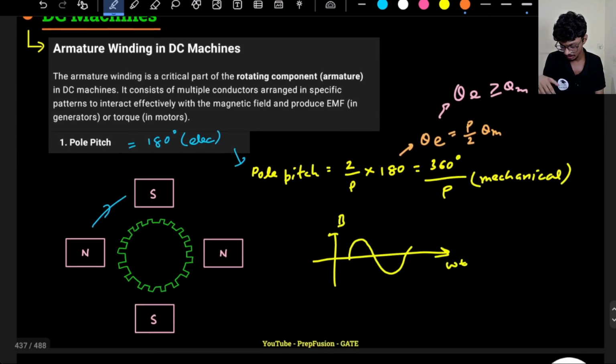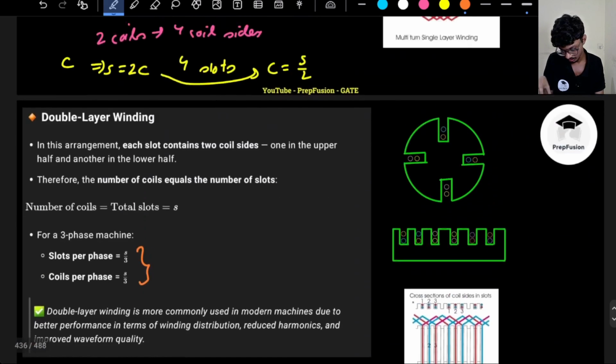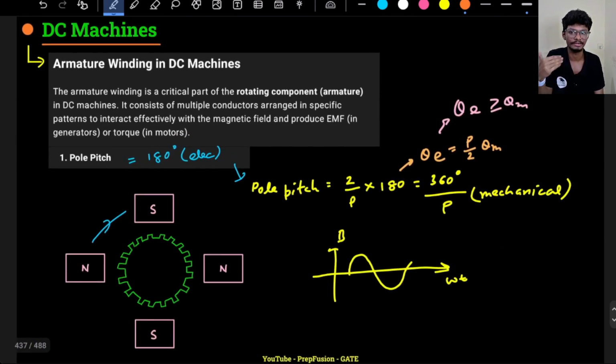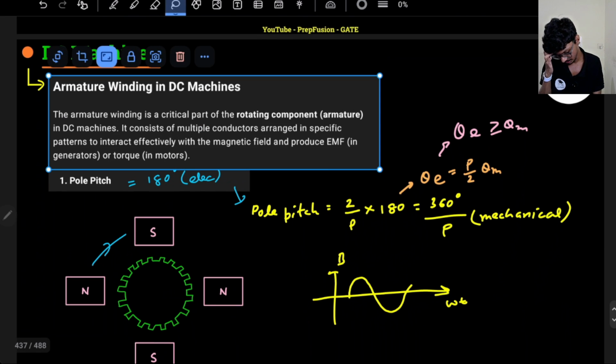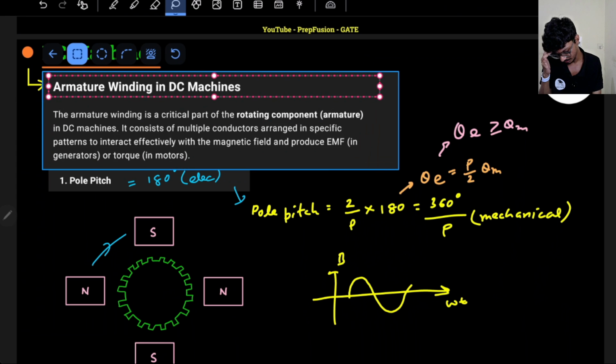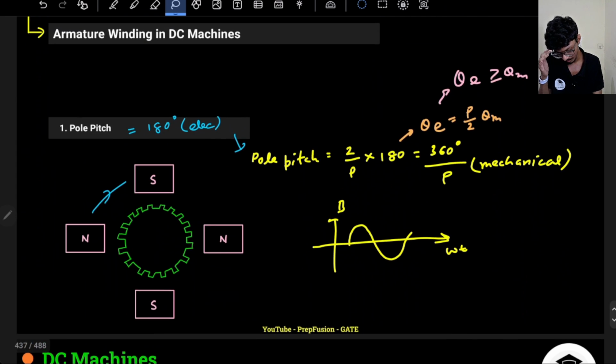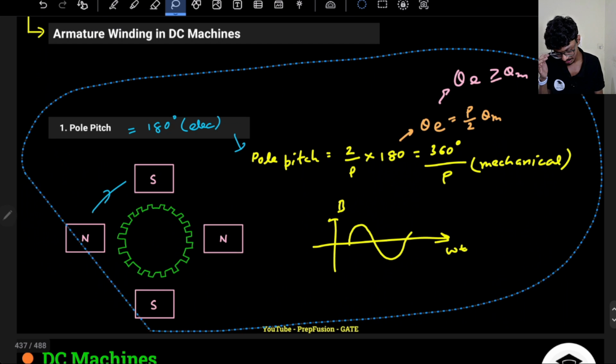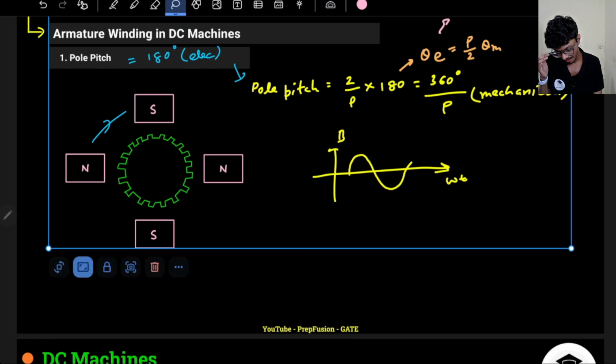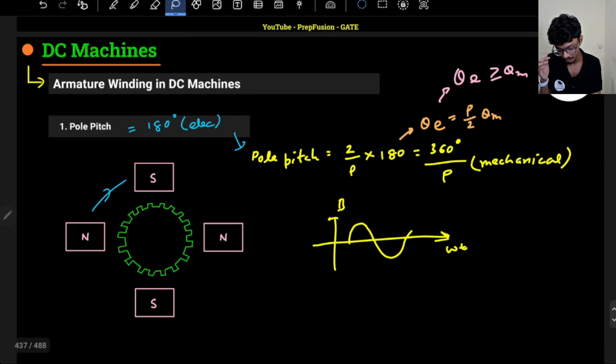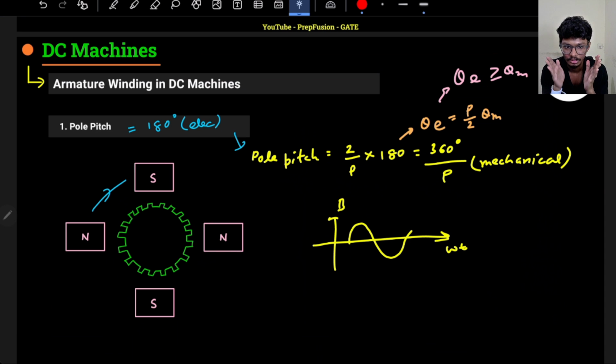Now, I have already discussed this in DC machines. Again, I am repeating. This we don't need to discuss, it has already happened. Pole pitch. What is pole pitch basically? Pole pitch means the angular distance between two consecutive poles. The angular distance between two consecutive poles is known as pole pitch. I have already proven it in DC machines, so I will not explain it here again.